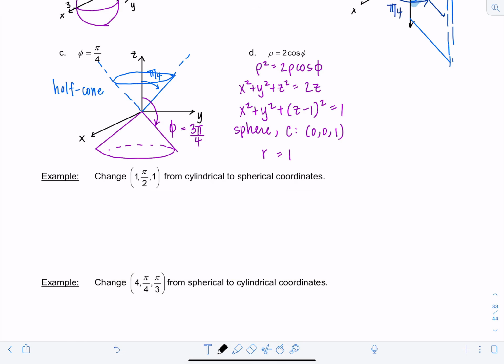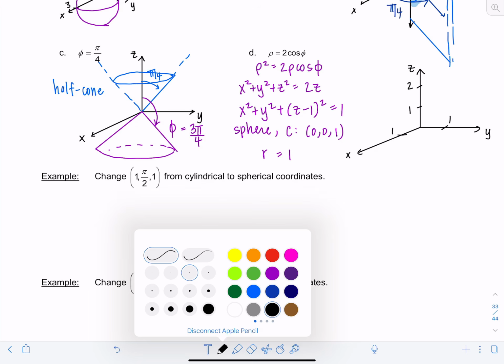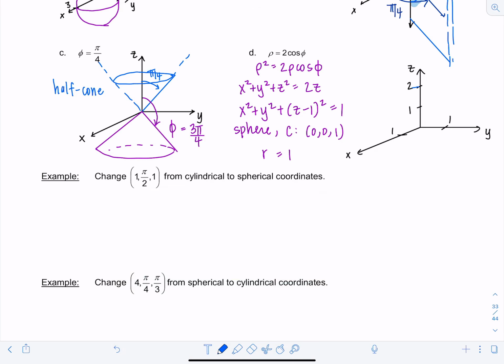Ooh, this is going to look cool because it's sitting up on the xy plane, right? It's just going to touch it at the bottom. x, y, z. So we'll have to go up to 2. So here's the sphere, the radius is 1, and its center is at 0, 0, 1. Very nice. All right. Just a couple more exercises and then we'll get into the calculus, I promise.